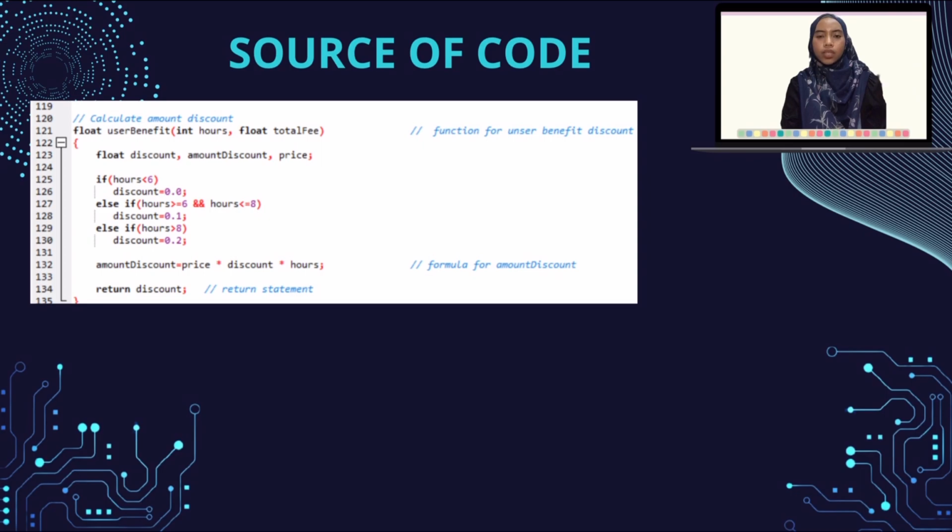Starting at line 120, we will calculate the amount discount and another selection will form. If hours rented is less than 6 hours, the discount is 0. If the hours rented is more than or equal to 6 hours and less than or equal to 8 hours, the discount is 0.1. And if the hours rented is more than 8 hours, the discount will be 0.2. At line 122, the amount discount will be calculated by multiplying the price with discount and hours. Then we will return the discount.